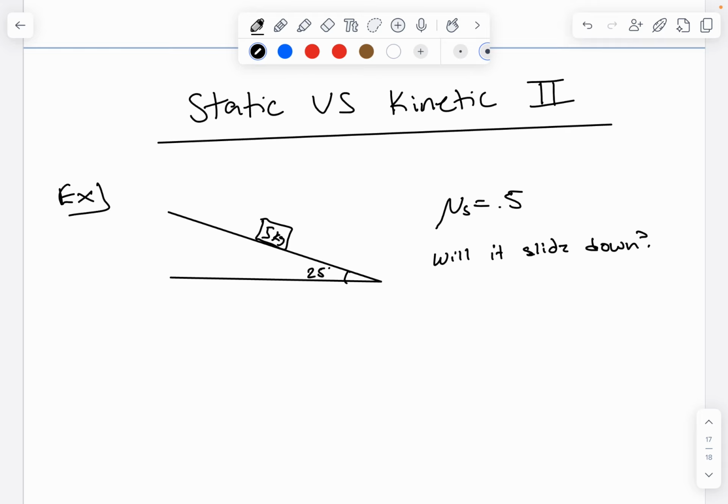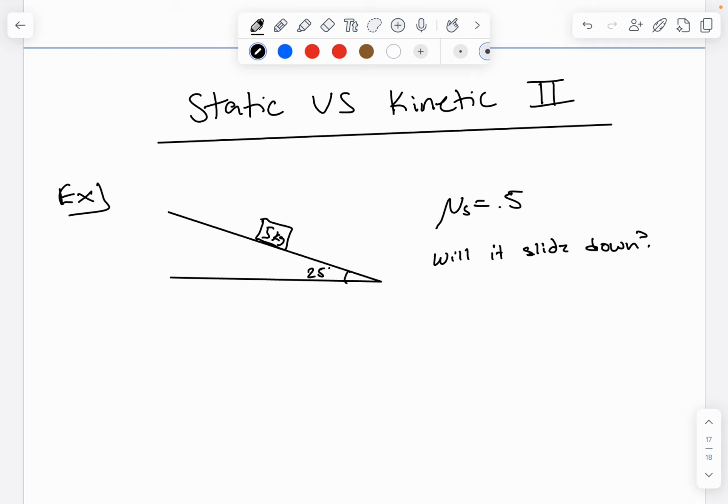So go ahead, pause the video, try to solve it on your own. If you are confused on how to do incline problems, check out one of my previous videos. I did a whole video on solving inclined plane problems. But go ahead, try it on your own, and then I'll work it out. All right, hopefully you had a chance to solve it. Let's get right into it.